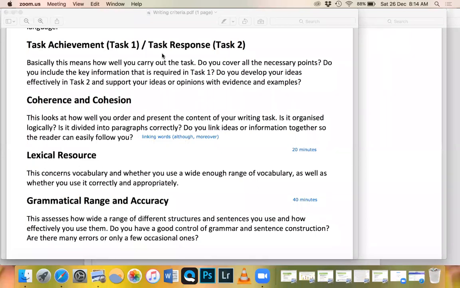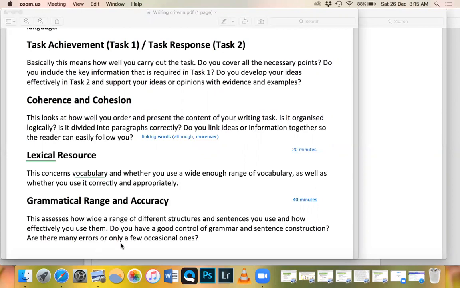The next one is lexical resource. If you don't know what lexical means, this just refers to vocabulary. Okay, so this concerns vocabulary, whether you have a wide range. So do you know lots of vocabulary? Can you use lots of different words, not repeating the same word again and again? Okay, so range of vocabulary as well as whether you use it correctly and appropriately. So using the correct word at the correct time.